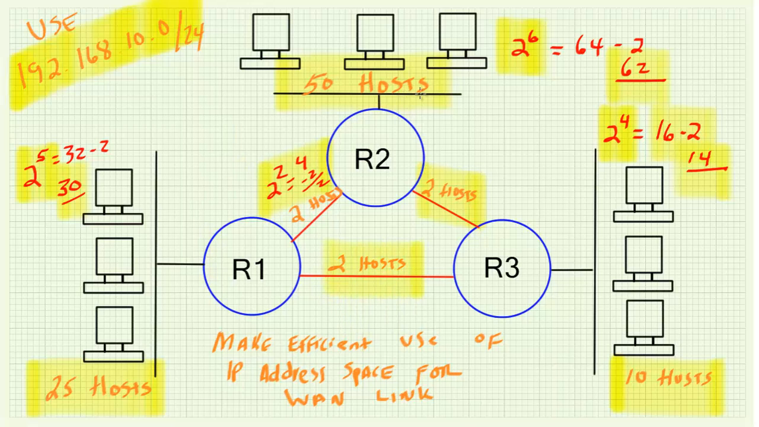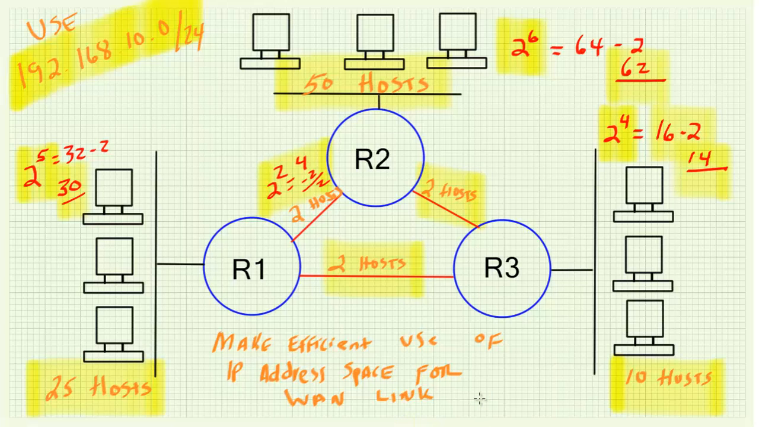We can see that it's not always going to be a perfect fit. We have to be able to support at least the number of hosts that are required. We can't come up with a scheme that supports fewer than the specified number of host IP addresses that are required. But in some cases, it's okay if we have a few more.